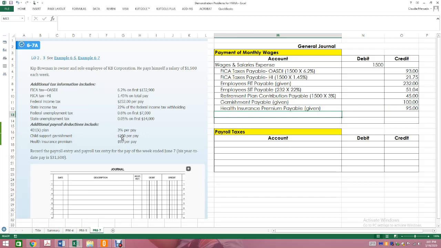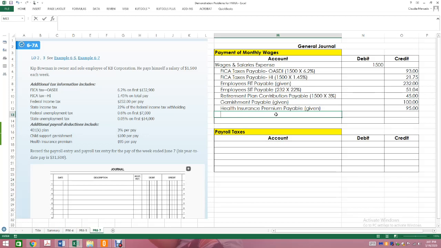So this employee makes $1,500, okay, who happens to be the owner of the business. He pays himself $1,500. We're going to pay for OASDI taxes. That's going to be withheld from the employee's paycheck. HI taxes is going to be withheld. Federal income tax is going to be withheld. State income tax is going to be withheld. The 401k is going to be withheld. The child support garnishment is going to be withheld, and the health insurance is going to be held.